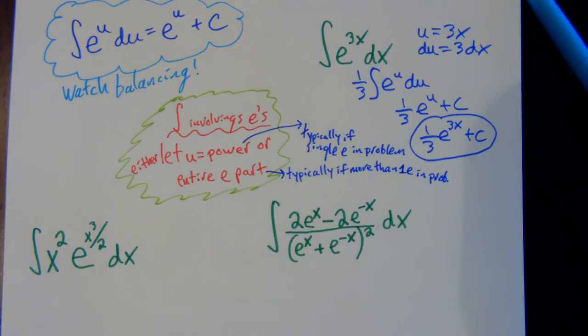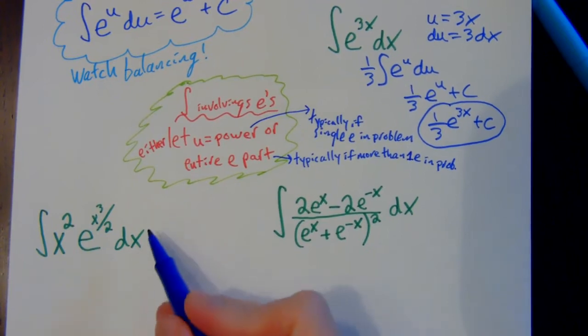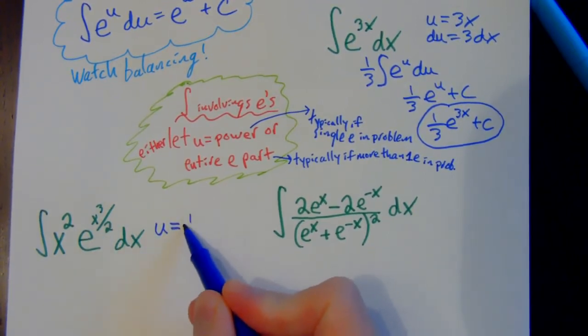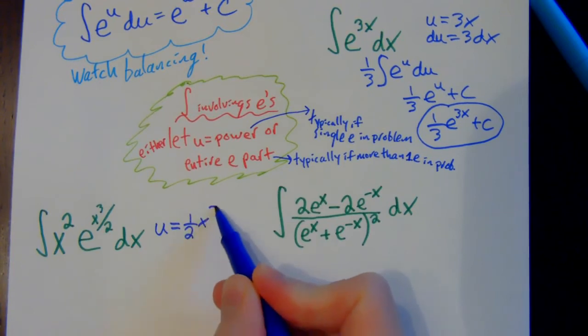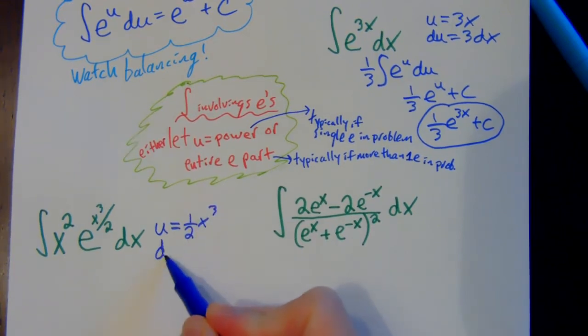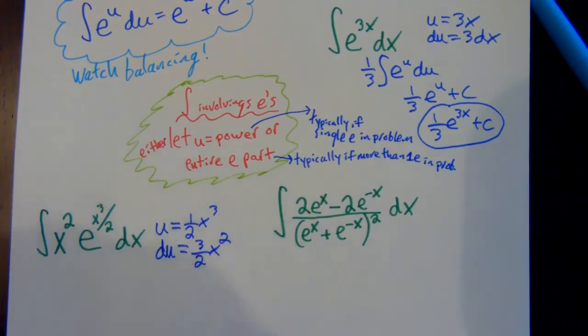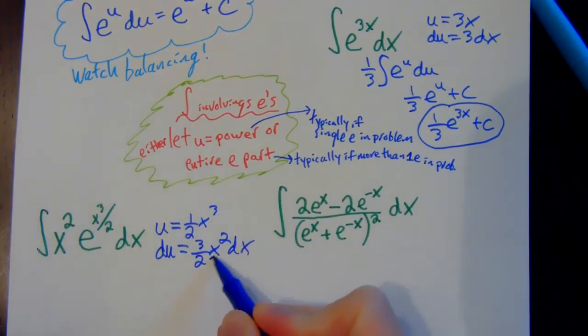All right, so right here, if I have a single e in the problem, I'm going to go ahead and let u equal just that power. And I'm actually just going to rewrite that as 1/2 x cubed. That's the same thing. And so when we take the derivative, we're just going to multiply by the power, decrease the power by 1. And then notice I got an x squared dx.